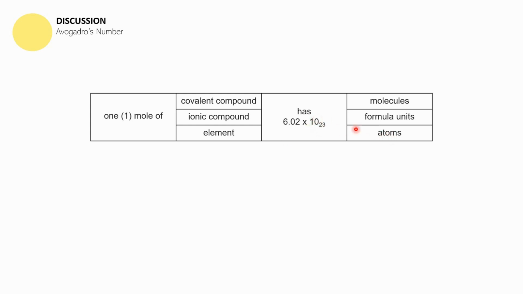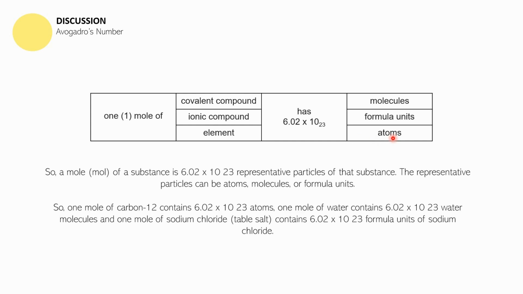So there's this number of atoms comprising an element so that it's considered to be 1 mole. Okay, so say for instance, parang 1 pack of an element has 6.02 times 10 raised to the 23rd power atoms of that element. So, ganun siya. So, a mole of a substance is 6.02 times 10 raised to the 23rd power representative particles of that substance. So, the representative particles can be atoms for elements, molecules for covalent compounds, or formula units for ionic compounds.